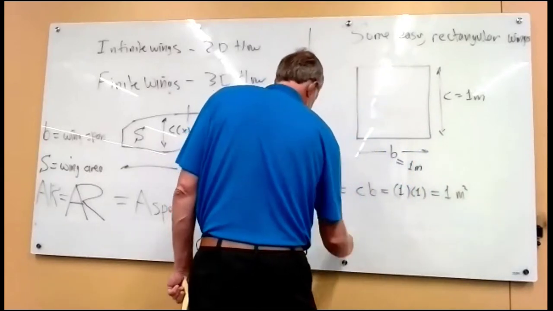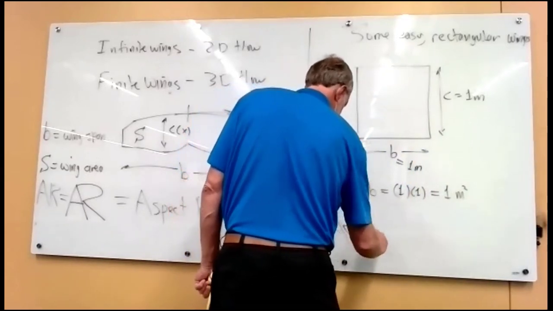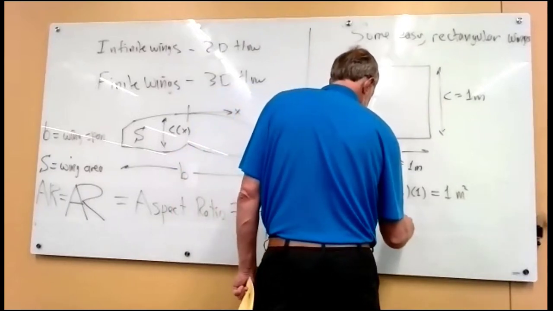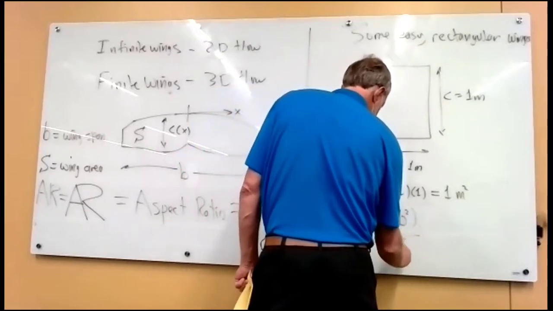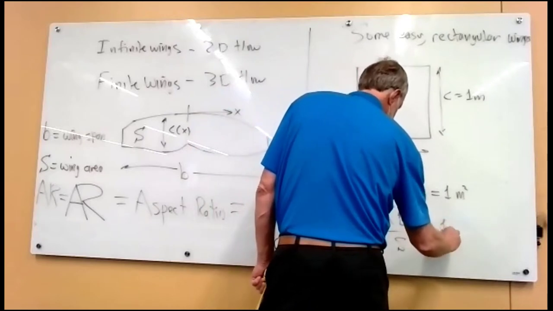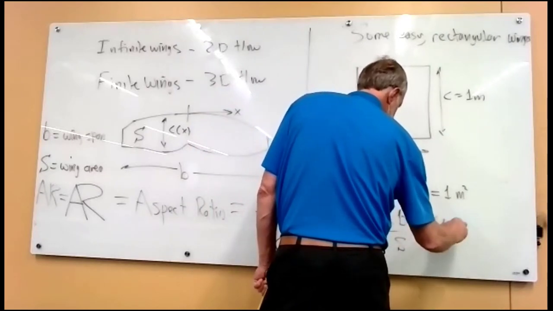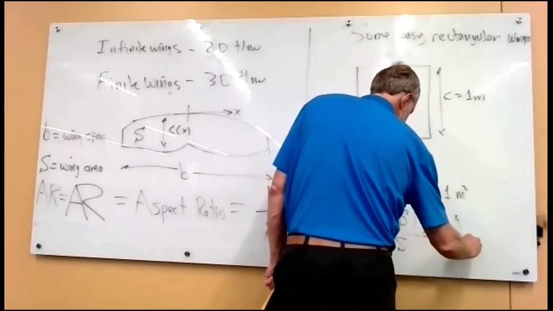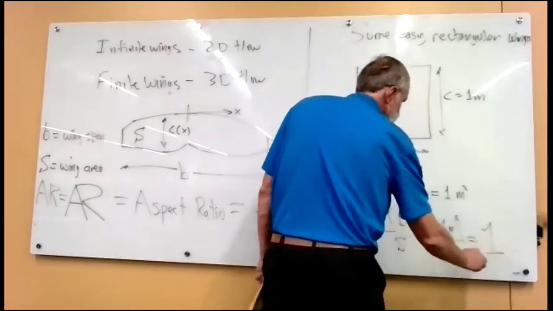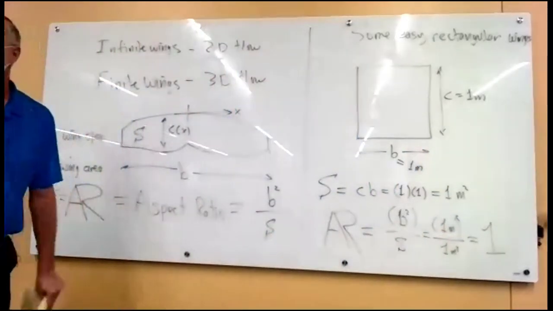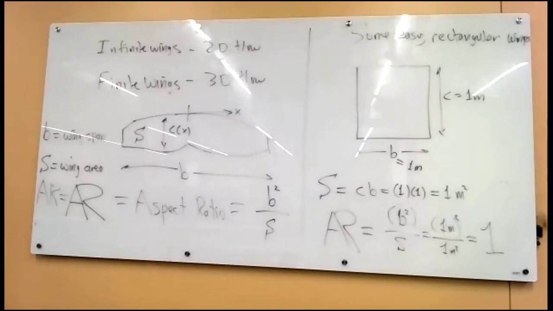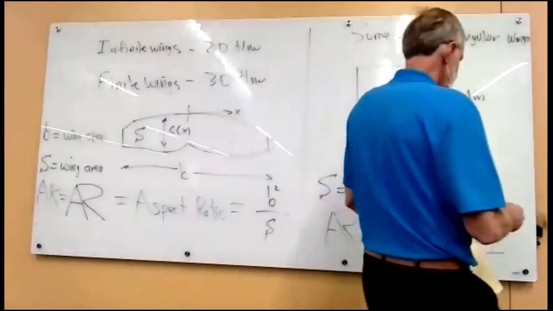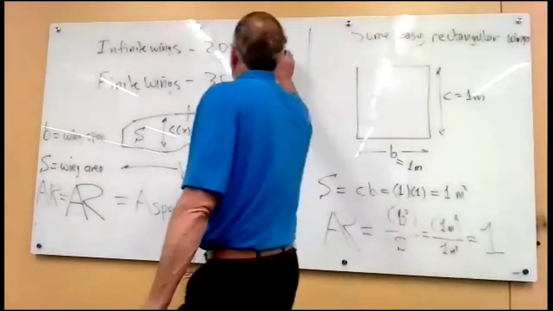And the aspect ratio then is going to be B squared over S. So it's 1 meter squared divided by 1 meter squared. So the aspect ratio is 1. Surprise, right? So a low aspect ratio means not a very long, thin wing. So let's do a long, thin rectangle.